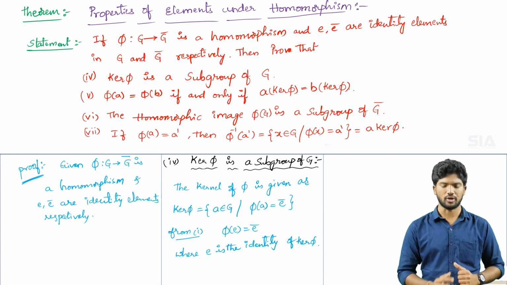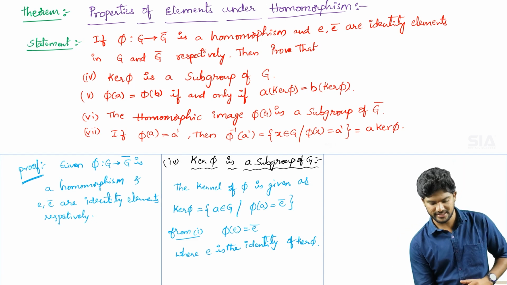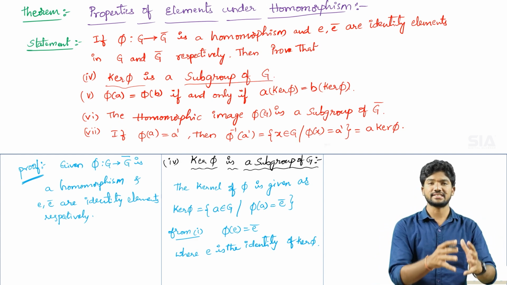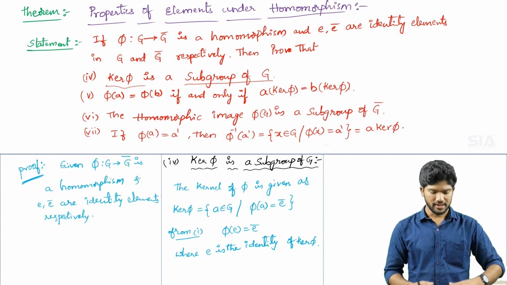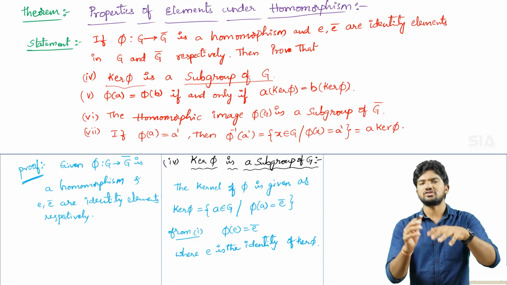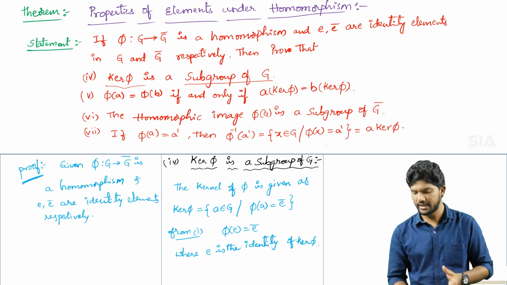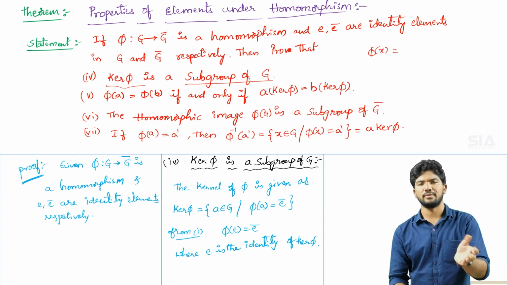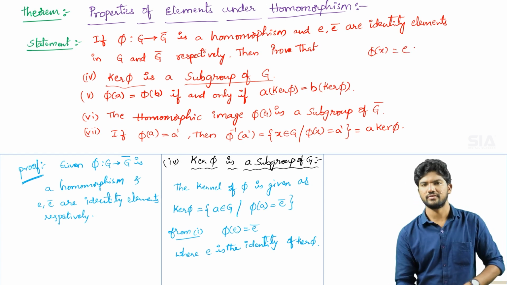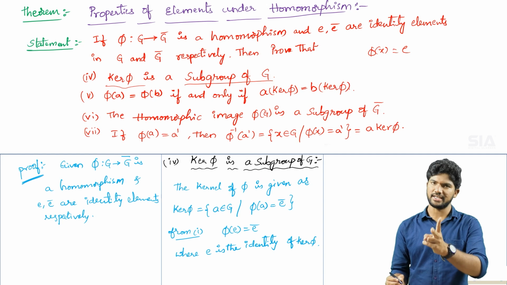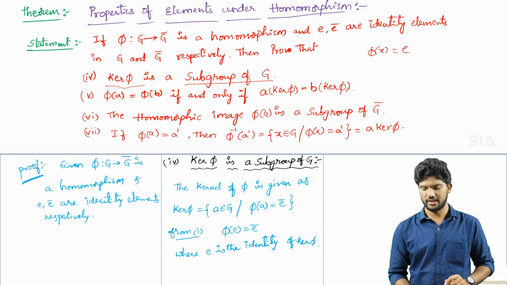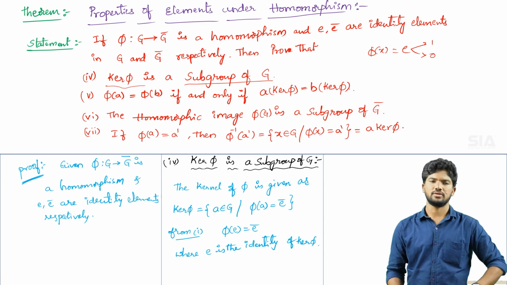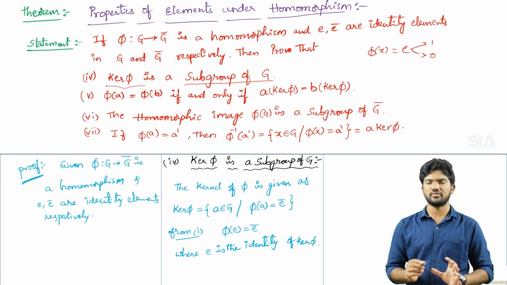The fourth property is: kernel of phi is a subgroup of capital G. Already in the previous lecture we discussed the kernel of phi. The kernel of phi is nothing but the set of elements whose image is equal to the identity. If you take any element small x belongs to the domain, the image of that x is equal to the identity, where identity also we have two types: addition identity and multiplication identity. Multiplication identity is 1, addition identity is 0. So kernel phi is a subgroup of capital G.